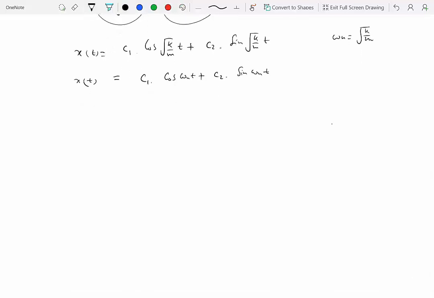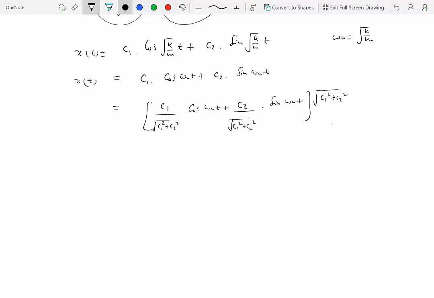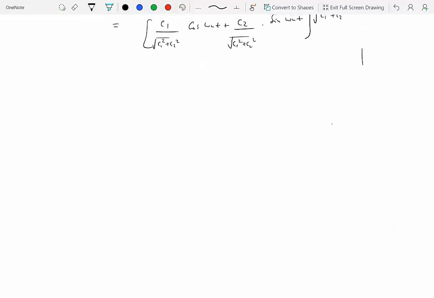So what I'm going to do is I'm going to actually divide by square root of c1 squared plus c2 squared. So let me do that first. And of course, since I divided, I have to multiply it too. So square root of c1 squared plus c2 squared. Okay. And there's another thing I'm going to do. So let's call this c1 and c2. So this is a right angle triangle. If this is c1, this is c2, then this is the square root of c1 squared plus c2 squared.